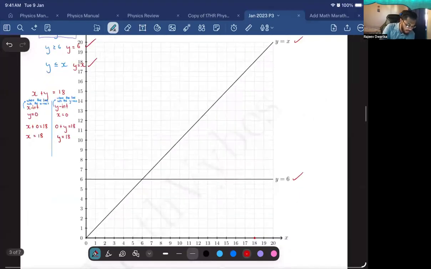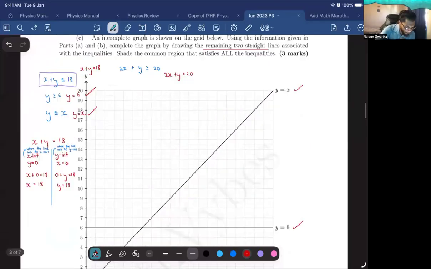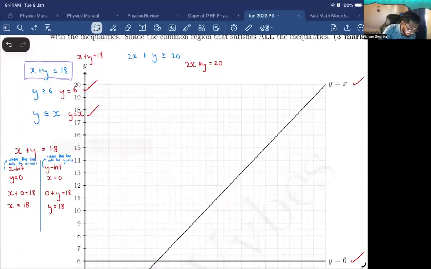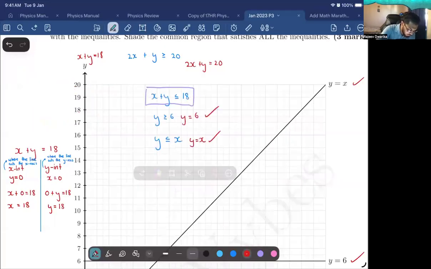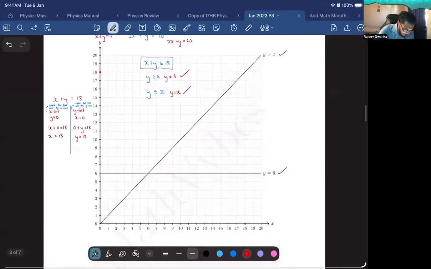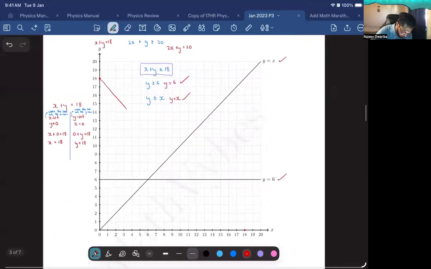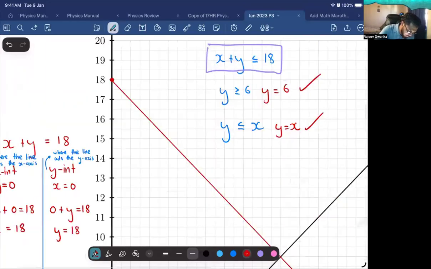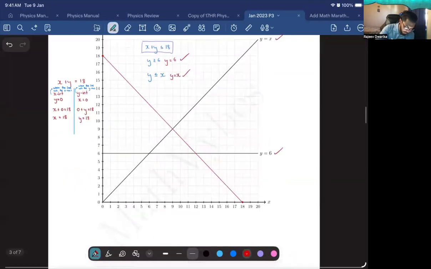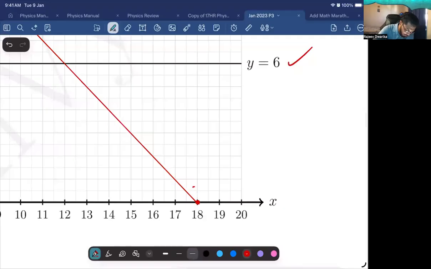And the y-intercept would be where? When y is equal to what? 18. Y is equal to 18. So to draw my line now, I'm just going to connect these 2 points. Let me know if you understood that. All right. So we just now drew the line for x plus y is equal to 18.